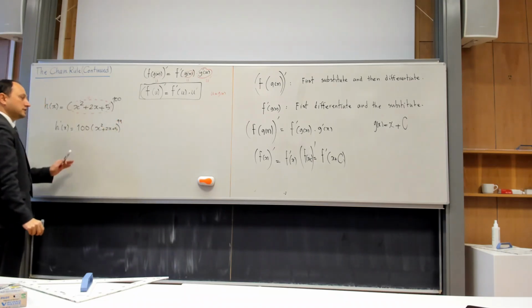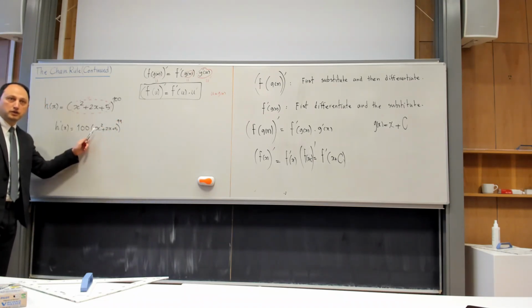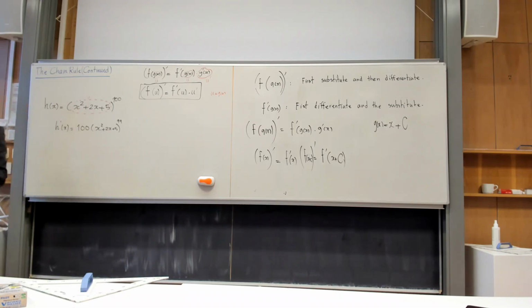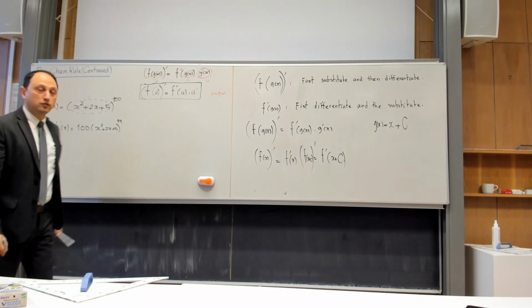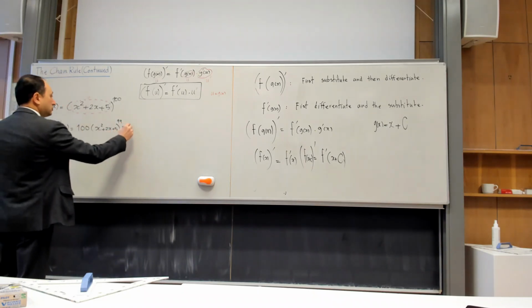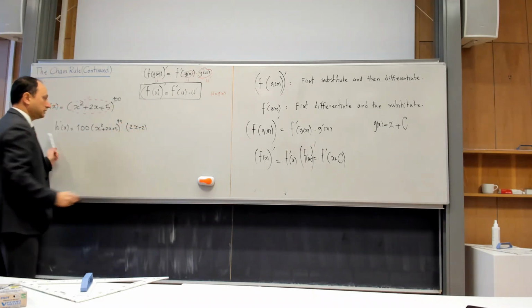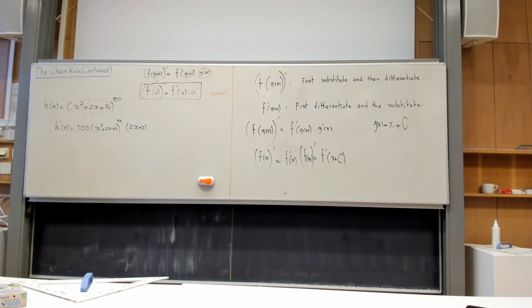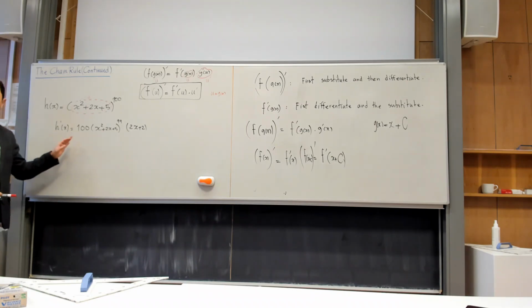In the previous case, you have to stop here, but here you have to continue one more step by multiplying it by u prime. Yes? So what is u prime now? 2x plus 2. So this is the way that I want you to do it. That's exactly the chain rule, but I have done it in a way that is much faster. Is that understandable? So you have to think in this way.